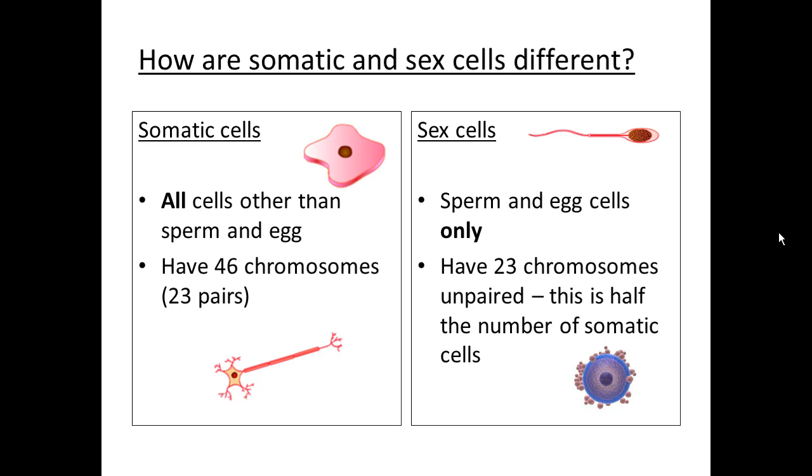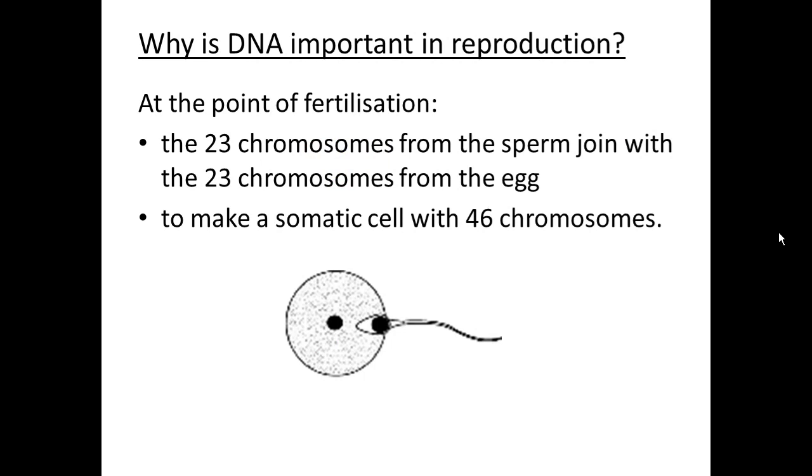All the somatic cells will contain 46 chromosomes. Instead, sex cells, which for male are sperm cells and for female are egg cells, will contain half the number of chromosomes, so it means that they will contain 23 chromosomes. Why will they contain 23 chromosomes?